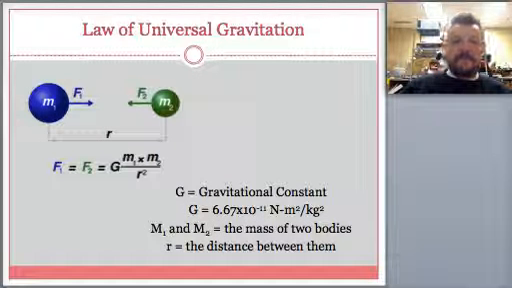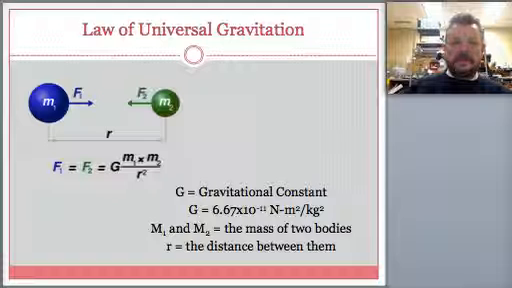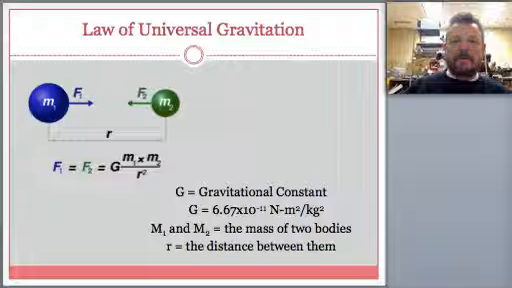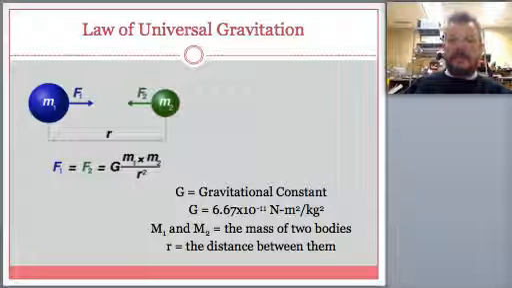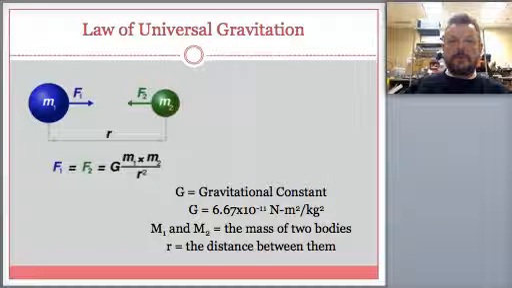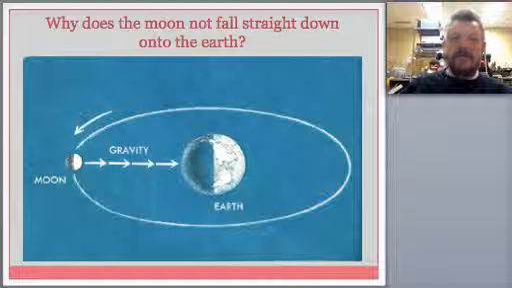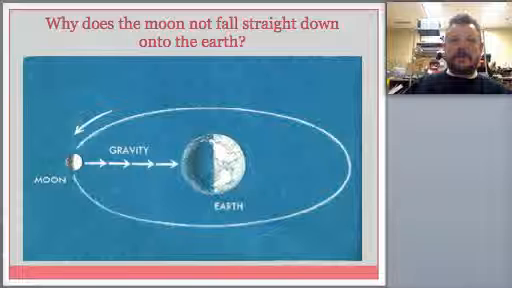The formula is F_g equals G times m1 times m2 divided by r squared, where G is the gravitational constant, and it is 6.67 times 10 to the minus 11 newton meters squared per kilogram squared. m1 and m2 are the masses of the two bodies, and r is the distance between them. So why doesn't the moon fall straight down into the earth?